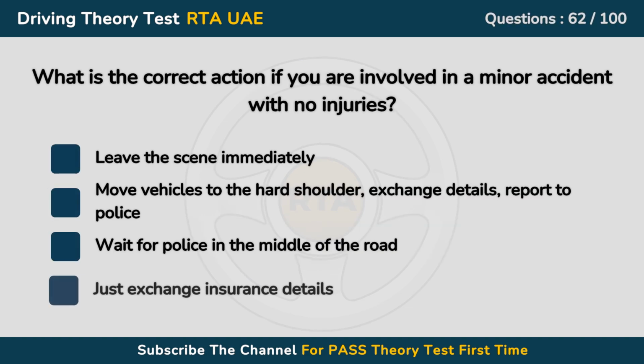Question 62. What is the correct action if you are involved in a minor accident with no injuries? A. Leave the scene immediately. B. Move vehicles to the hard shoulder, exchange details, report to police. C. Wait for police in the middle of the road. D. Just exchange insurance details.